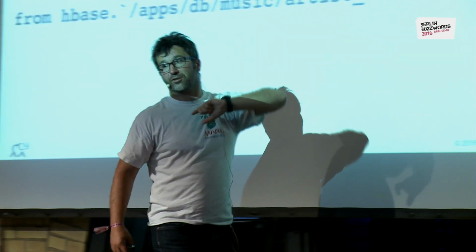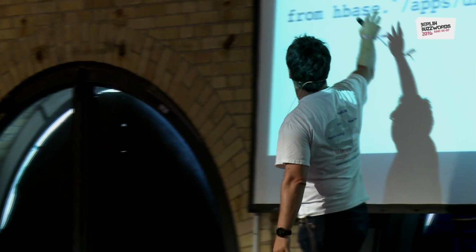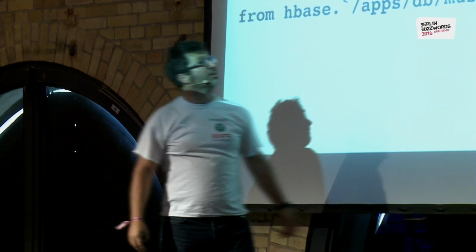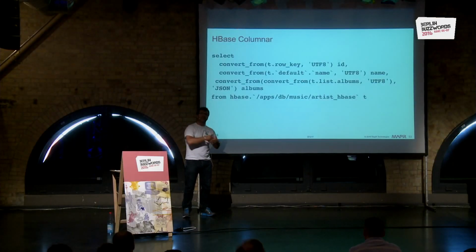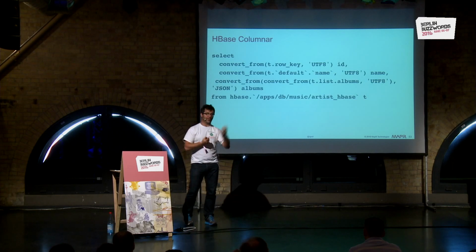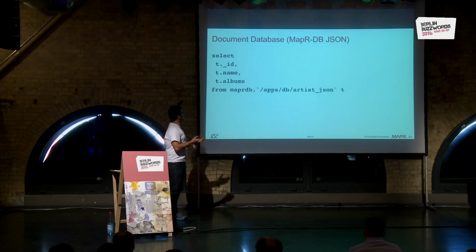But because it's a JSON document and I want to be able to manipulate that, I have to convert from JSON if I want to manipulate the information. Very powerful in this case. If you work directly with a JSON-oriented database, for example, MapR-DB JSON or MongoDB, you can simply query and get the attributes.